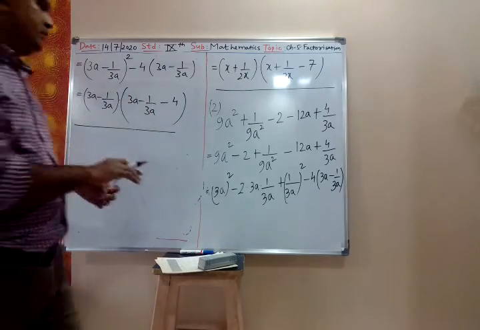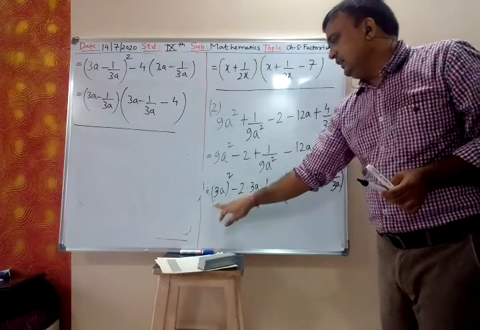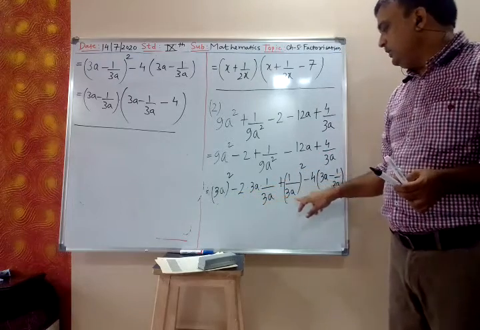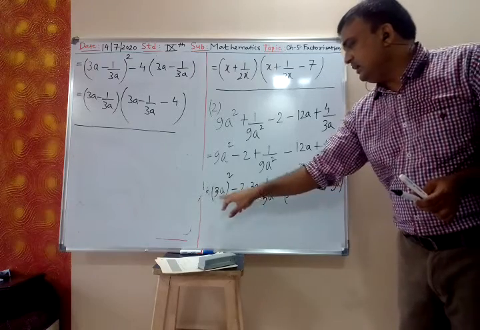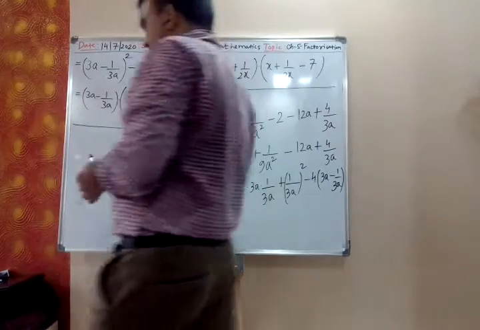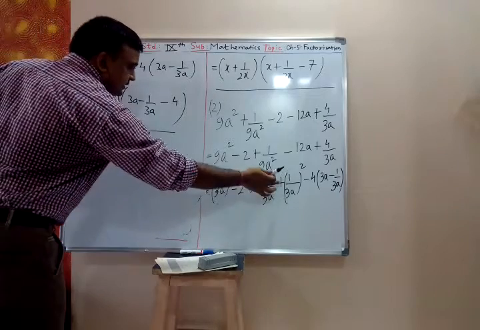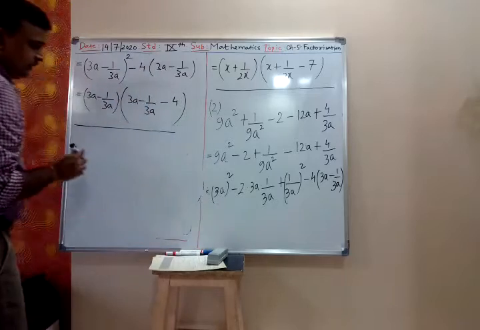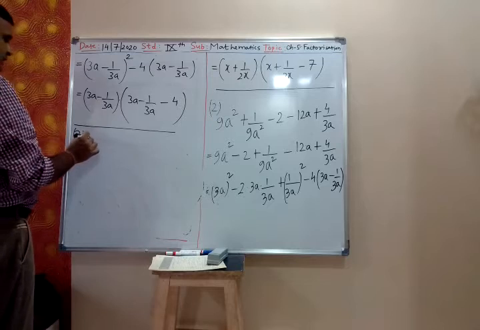Where has the 2 gone? This 2. See, this is of the form a square minus 2ab plus b square, which is nothing but a minus b whole square. The last step is of the form a square minus 2ab plus b square, so I can write a minus b whole square. Now the third, let's see whether you can solve this or I should solve.